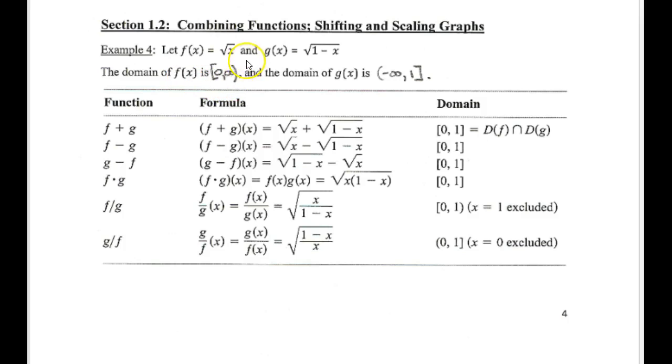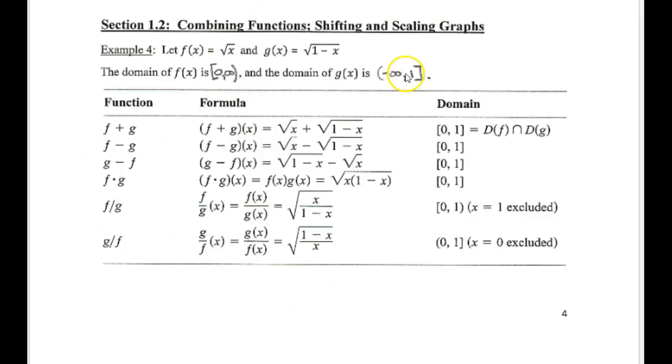So remember, whenever we have a square root function, we can only plug positive values into that. So for f of x equals the square root of x, we can only substitute any value between 0 and infinity. Of course, we can include 0, but we never include infinity.